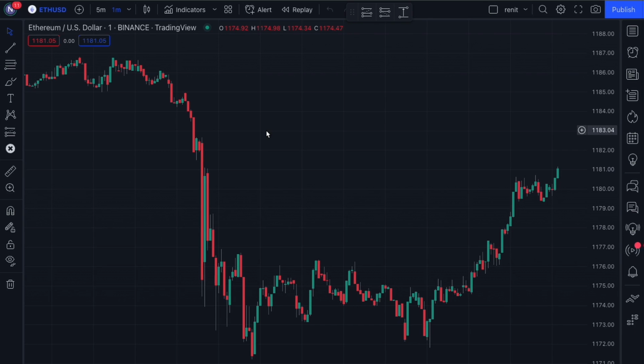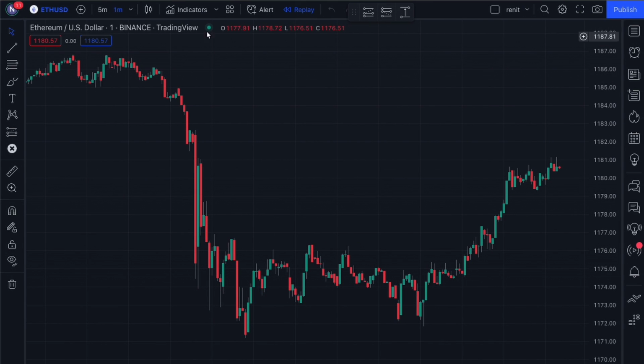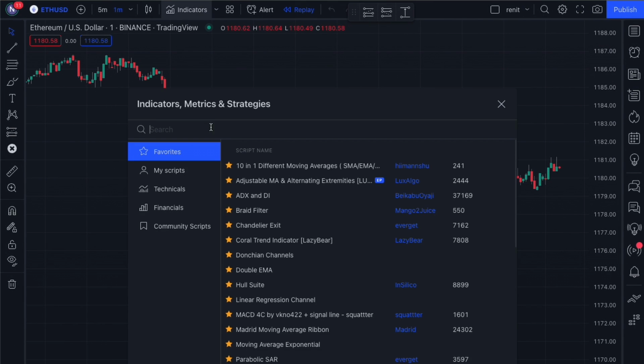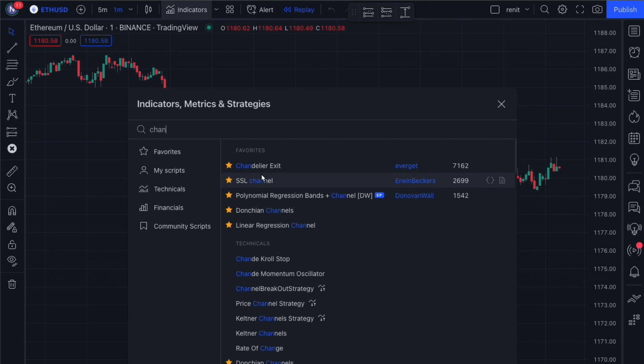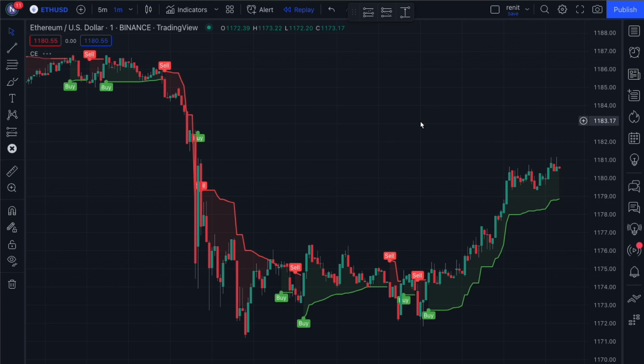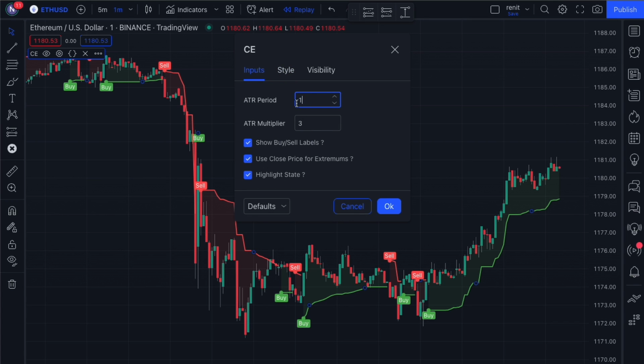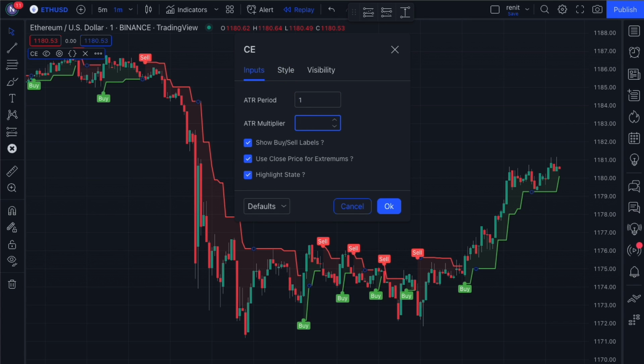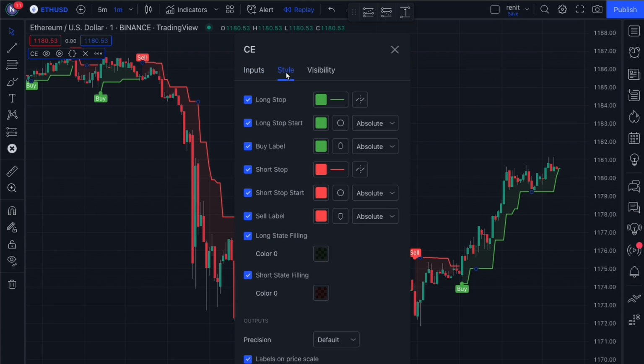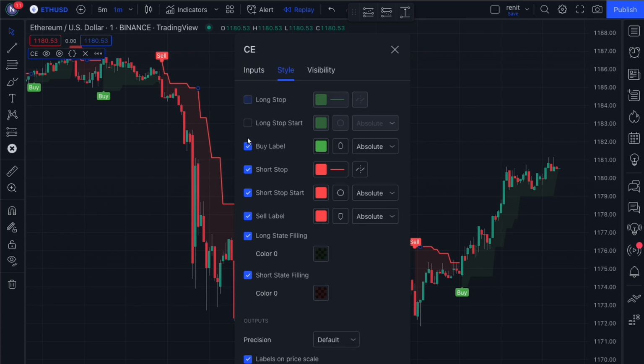Now let's add our indicators. For this, navigate to the top of your chart and select the Indicators tab, then search for Chandelier Exit. Now make sure you add this indicator made by Everget and not any of these copies. Okay, so we need to change some settings on this indicator to optimize it for scalping. So head to the indicator's settings icon and in the input section, set the ATR period to 1 and the ATR multiplier to 4. After this, jump over to the Style section and uncheck the following options. And for the buy label, change the line to below bar and the sell label to above bar.